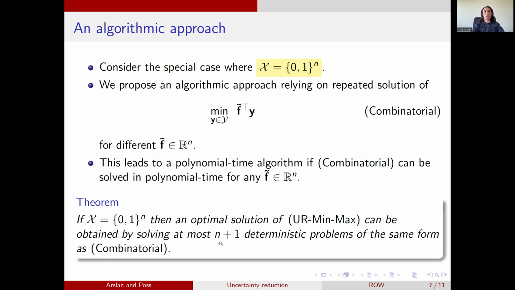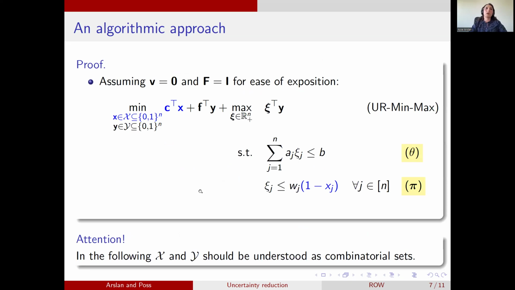And in the result, you will see that we talk about n+1 deterministic problems. So this number is the dimension of the combinatorial set. So we will need to at most solve as many deterministic combinatorial problems, meaning that if the combinatorial problem is polynomially solvable, then our algorithm as well will be polynomially solvable. Okay, so how does this work?